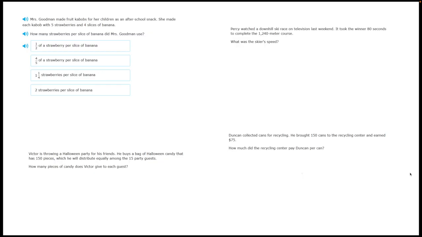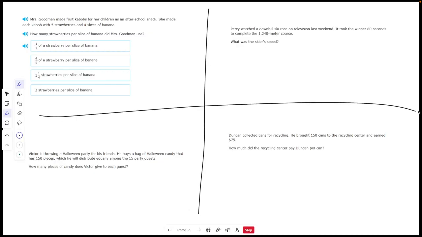Okay, now that you've had a chance to work these problems, let's take a look. Call this number 1. It says strawberries per slice of banana, so you should have done 5 divided by 4, which is 1.25, which matches up with this answer right here.